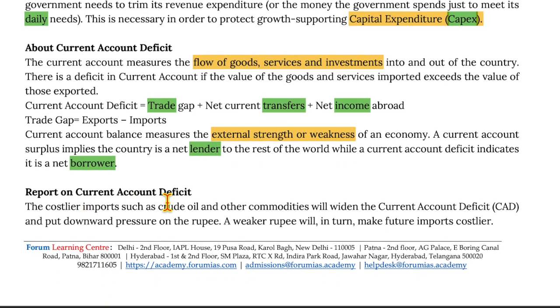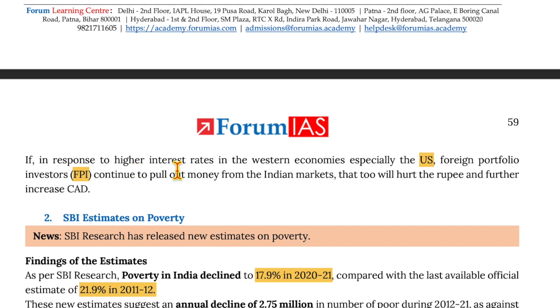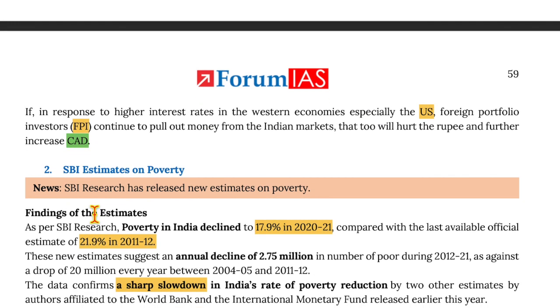Now, the report on current account deficit is that costlier imports such as crude oil and other commodities will widen the current account deficit and put downward pressure on the rupee. A weaker rupee will in turn make future imports costlier. So a vicious cycle is there. If in response to the higher interest rates in Western economies, especially the United States, FPI continues to pull out money from India, that too will hurt the rupee and further increase the current account deficit.